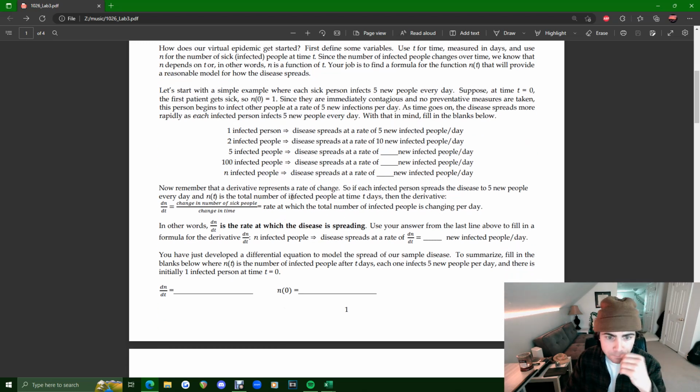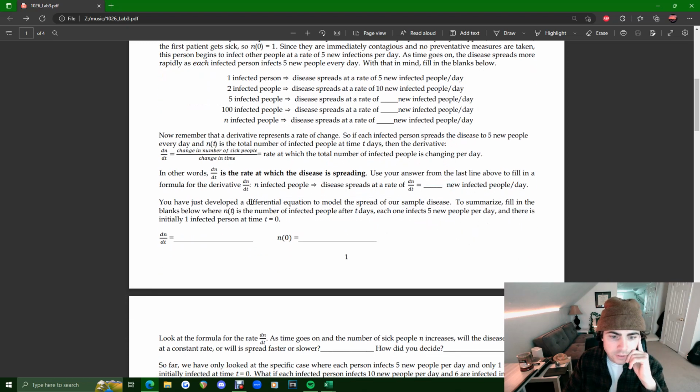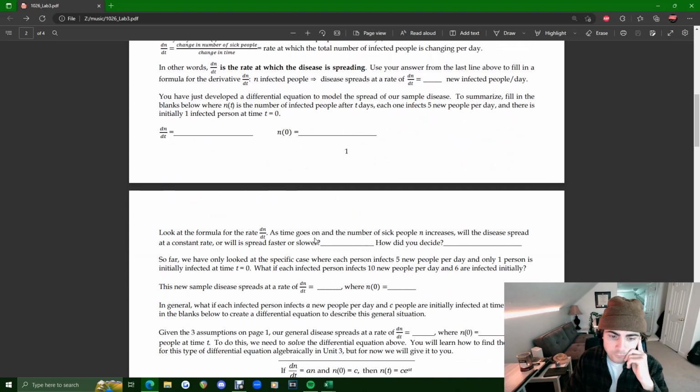What we just derived is the rate of change. They say dN over dt is the change in sick people over change in time. It's the rate at which the total number of infected people is changing per day, so dN over dt is the rate at which the disease is spreading. Again, it's the same thing they have right here: 5N new people infected per day. You've just developed a differential equation to model the spread of our sample disease. So dN over dt is 5N, and because they say initially 1 person is infected at time 0, N of 0 is 1.